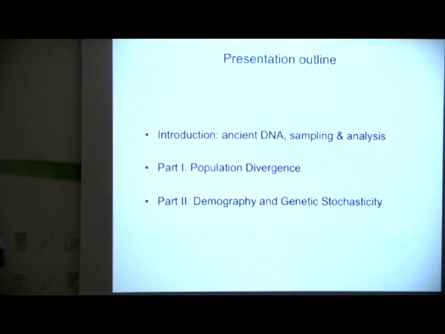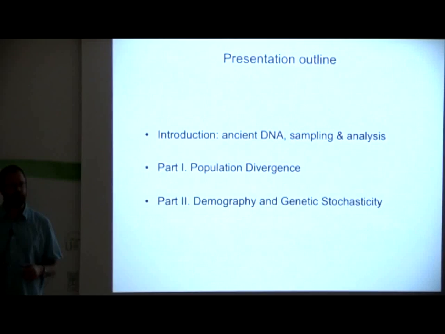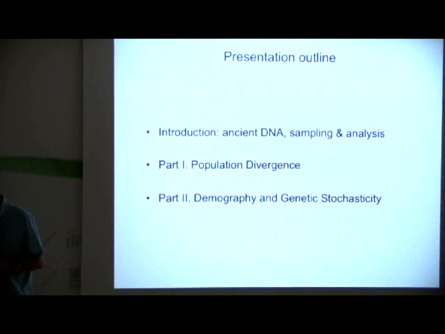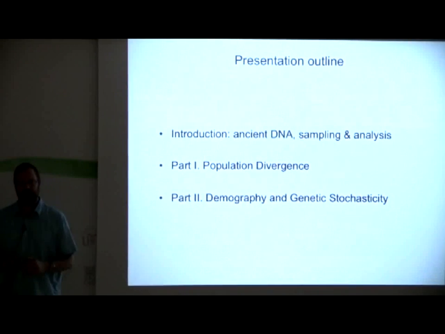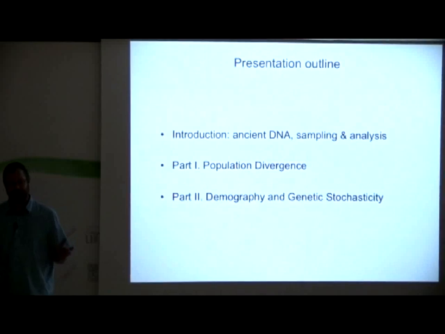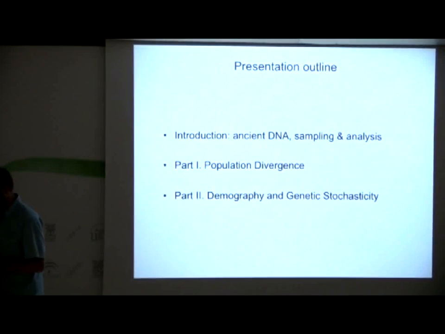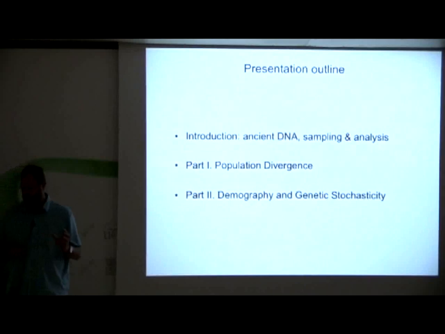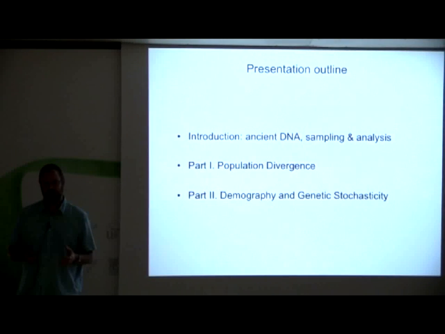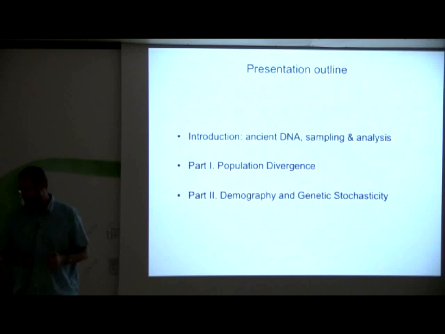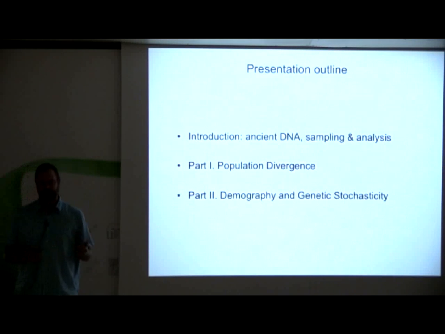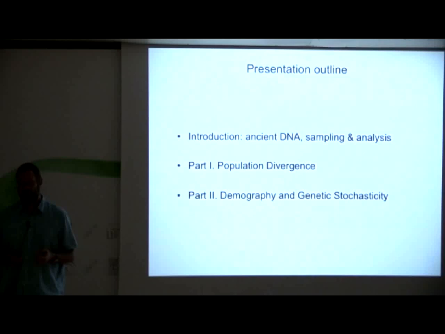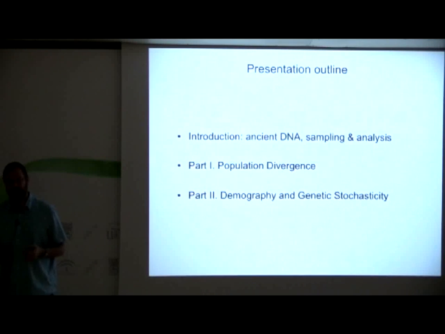So what I'm going to talk about is, first of all, I'm just going to give you a very brief introduction to ancient DNA and the type of sampling that we do, and very quickly in one slide, just how we do the analysis. And I assume for most of you this is old news, but I'll go through it quickly. Then I'm going to talk about how we can use ancient or prehistoric genomes to look at population divergence in the first part, and that's going to be about half the seminar. And then in the second part, I'm going to talk about how we can use ancient genomes to reconstruct demographic histories and also to look at genetic stochasticity.